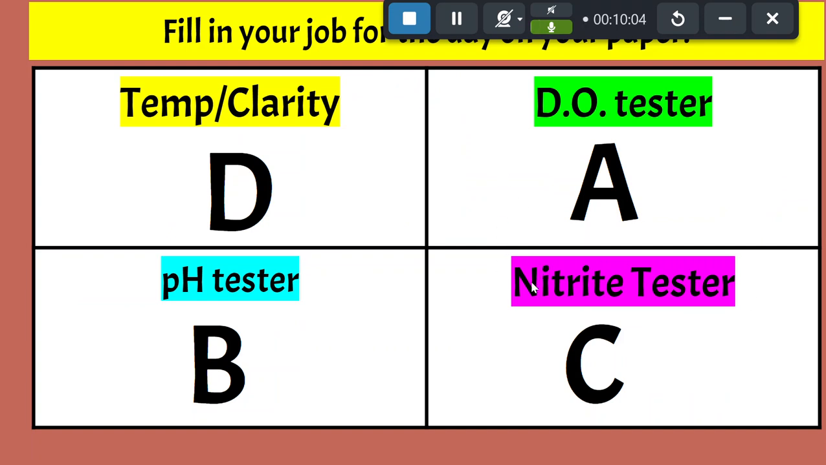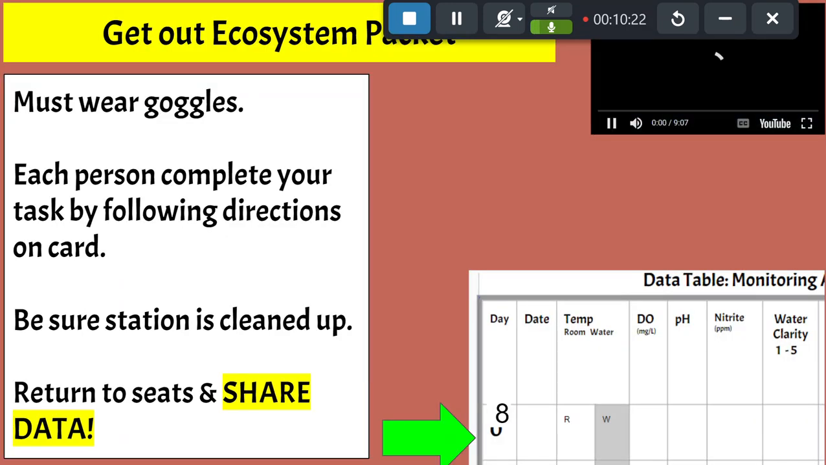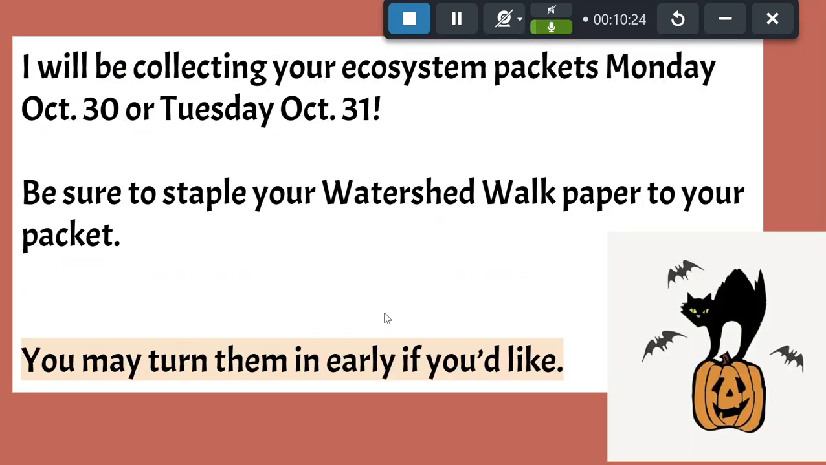All right. So during class today, we had our last day of water quality indicator testing, and these were the roles. If you missed class, you want to make sure that you get the data from table mates so that you can fill in the last day's worth of data in your packet. Okay, and we spent about 9 or 10 minutes on that. And I reminded everybody that we have ecosystem packets due on either Monday the 30th or Tuesday the 31st. And don't forget to put your watershed walk paper on your packet.